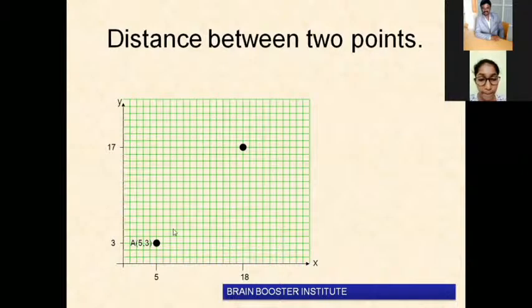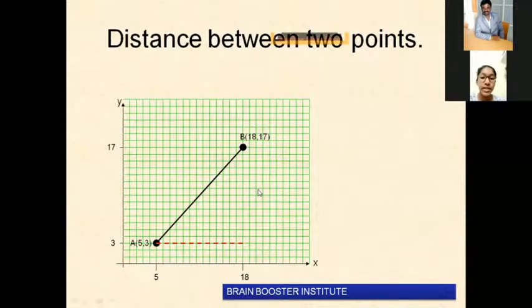Now, this is 5 comma 3. Let us assume it as A, and this one, 18 comma 17, as point B. Now let us draw the line segment. So we have drawn the line segment. Now we need to find the distance between A and B here.